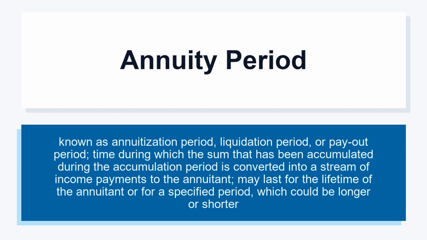Known as annuitization period, liquidation period, or payout period, time during which the sum that has been accumulated during the accumulation period is converted into a stream of income payments to the annuitant, may last for the lifetime of the annuitant or for a specified period, which could be longer or shorter.